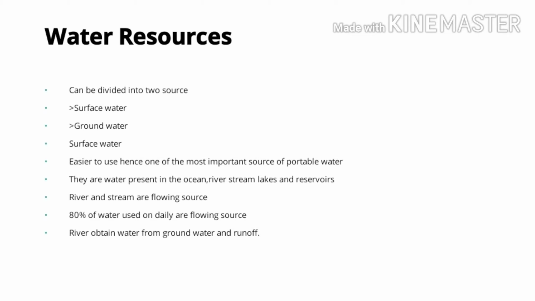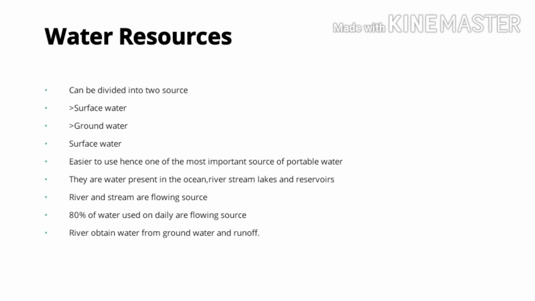This water is present in oceans, rivers, streams, lakes, and reservoirs. It is of great importance to us, because surface water is easier for us to reach, and thus it has become a potable source of water. Amongst all the sources of surface water, rivers and streams are considered flowing surface water, and they constitute 80% of the water that is used on a daily basis.